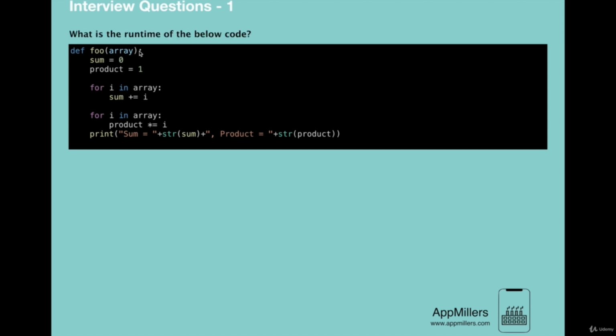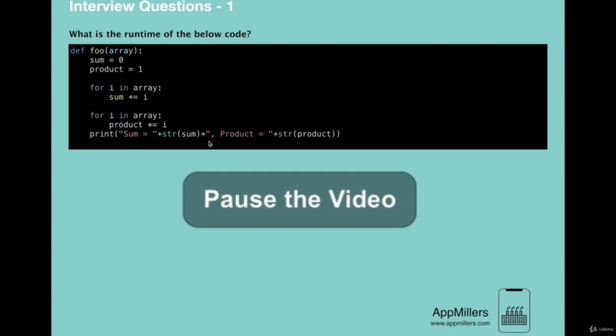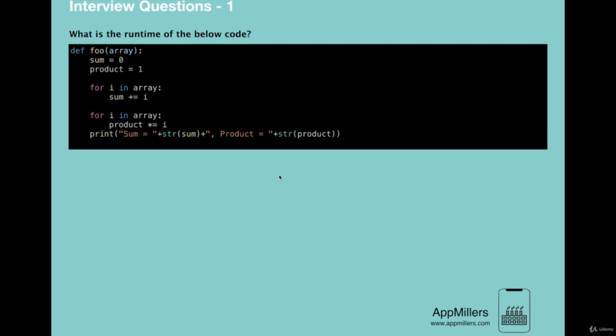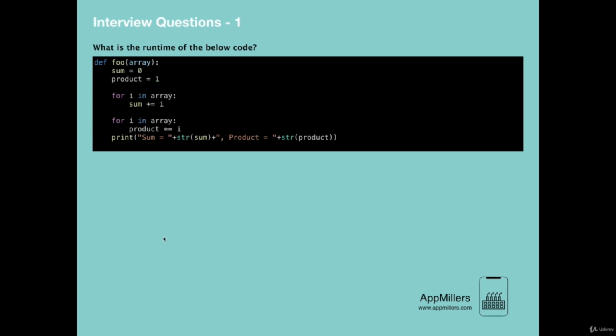This method takes an array as an input and calculates the sum and the product of the elements of the array separately. Then it prints them out. Now here, I want you to pause the video and think if you can come up with your own answer. Alright, hopefully you have found the answer. If not, let's do it together. We will implement the method that we used before.